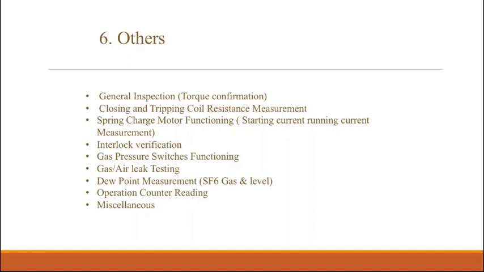And here another two: closing and tripping coil resistance, and spring charge motor function. In some cases the manufacturer of the closing coil and tripping coil itself will give the data sheet, and the spring charge motor manufacturer will also give the data sheet. We can refer to those data sheets for starting current, running current and coil resistance. But in some cases, in factory as well as at site, we have to measure the spring charge motor functionality, starting time, and closing and tripping coil resistance.